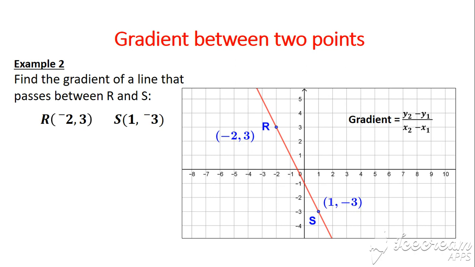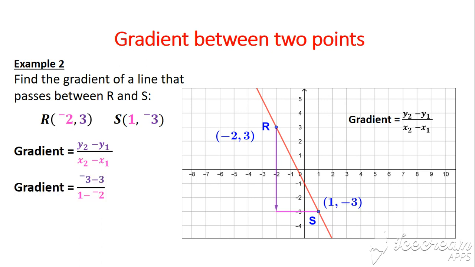So here's our gradient formula once again. And we're going to work out the rise over the run. So we remember x comes first, y comes second. So we're going to substitute this into the gradient rule. Now this gets a little bit tricky with the negatives. So here we go. We're going to go negative 3, which is y2, take away 3, which is y1. That's on the top. And on the bottom we're going to go 1 minus negative 2.